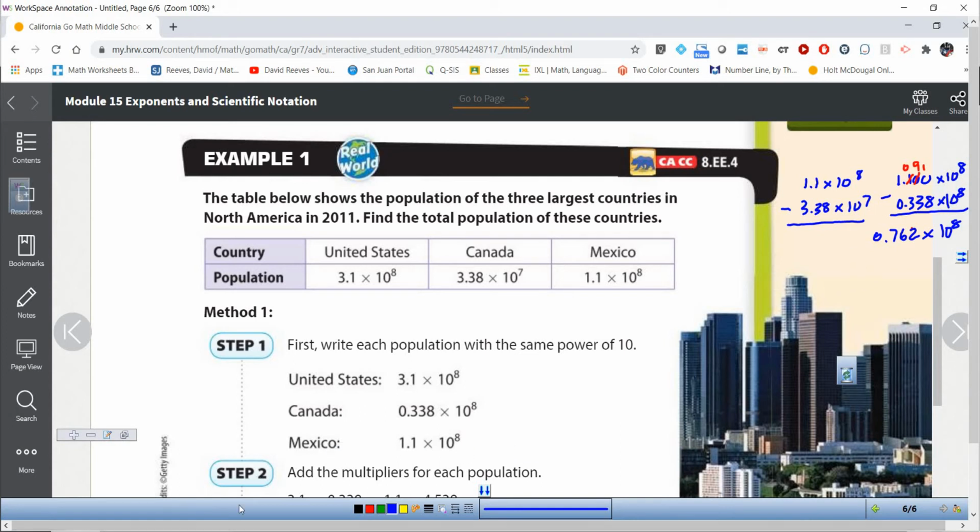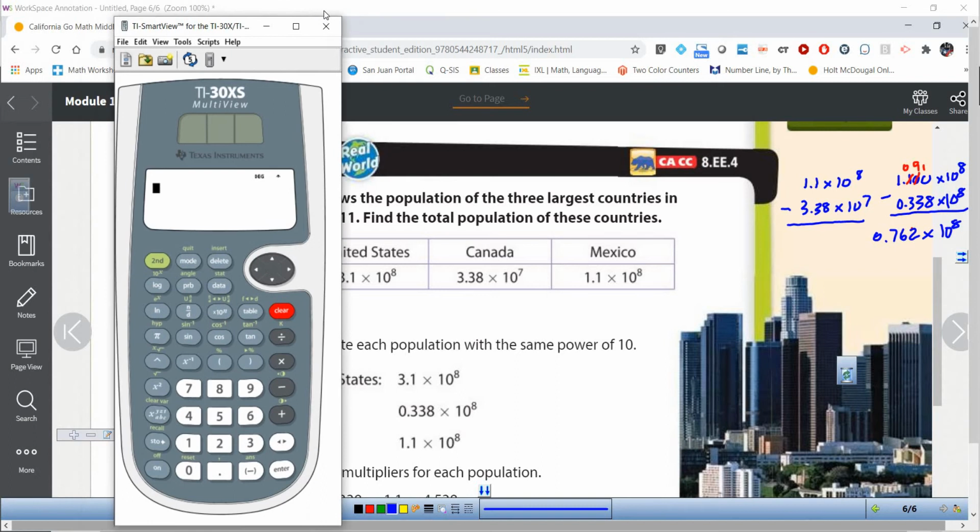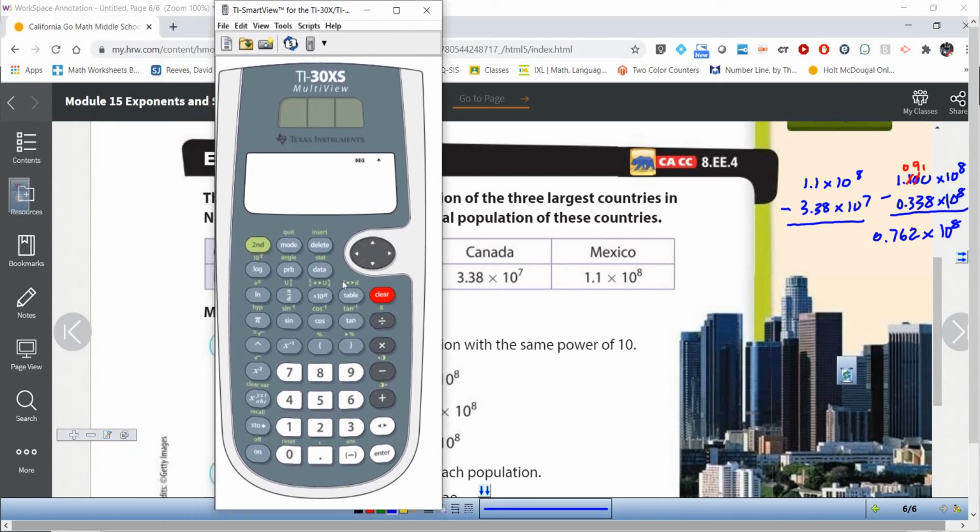By the way, as I mentioned in the previous video or videos, it's okay to use the calculator for problems like this. So if I wanted to check my math because I'm not really trusting myself right now, 1.1 minus 0.338, I could see that I actually got it right, 0.762.